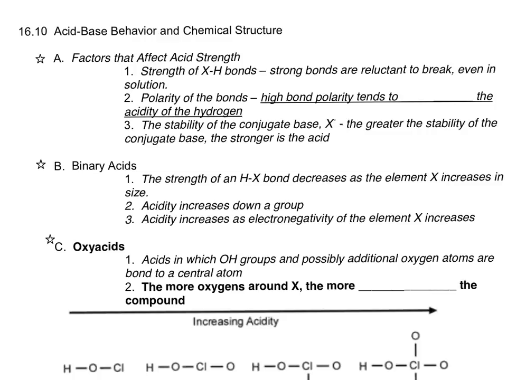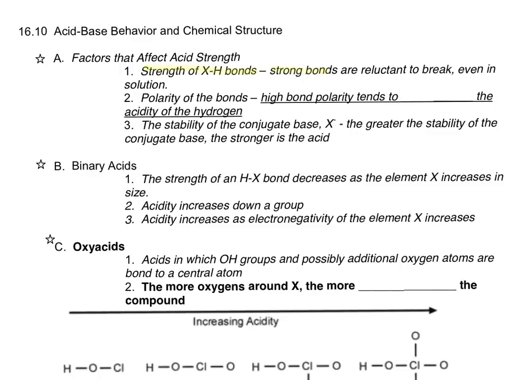Section 16.10 focuses on how structure affects acidity. And really this whole section is about making hydrogen ions. The easier it is to make hydrogen ions, the more acidic something is. So things that can affect this is the strength of the bond between the substance, whatever it is, and its hydrogens. The stronger the bond, the less likely it is to form hydrogen ions, so the less acidic it is.